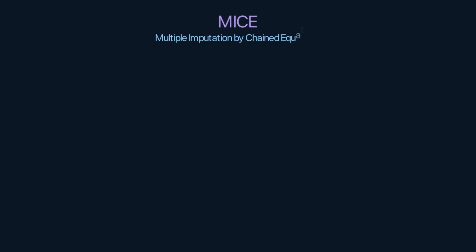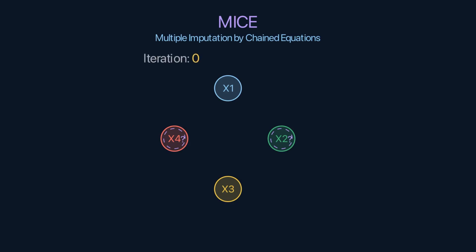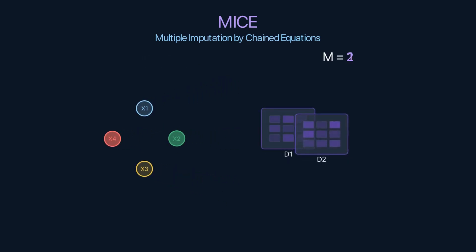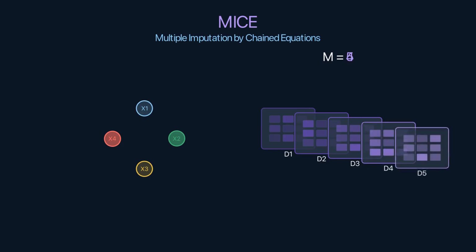MICE, multiple imputation by chained equations, is a gold standard for clinical data with multiple variables having missing values. For each variable with missingness, specify a regression model using all other variables as predictors. Predict the missing values plus random noise. Cycle through all incomplete variables. Repeat the entire process m times, typically 5 to 20, producing m complete datasets. Each dataset has different imputed values reflecting the uncertainty.